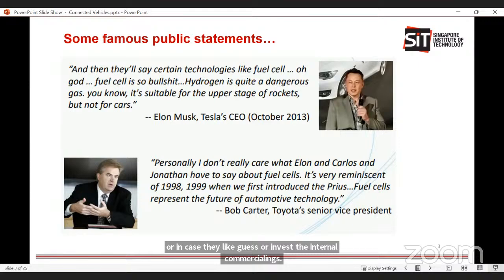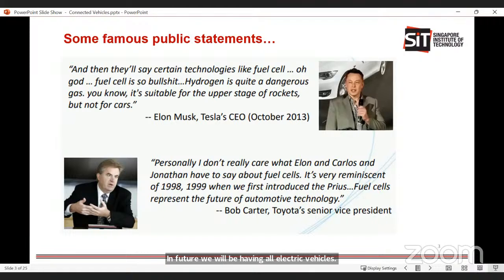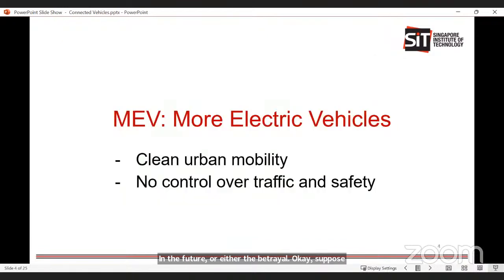Now moving forward. Suppose in future we will be having all electric vehicles, either hydrogen based, or fuel cell based, or battery based. Suppose this is the future that we are here for now. Now what after that?